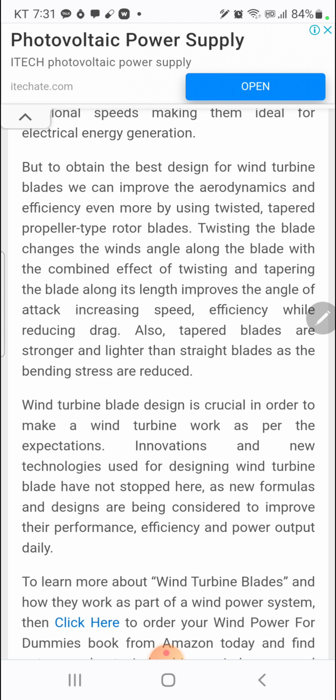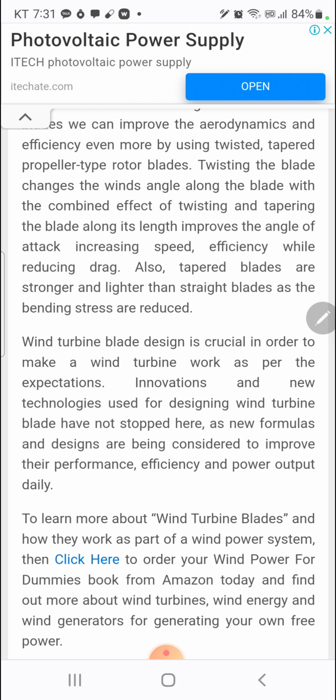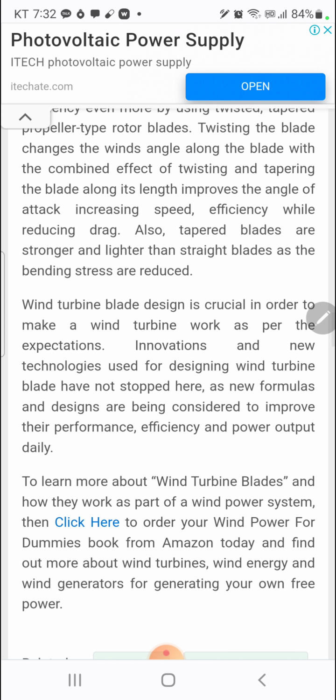Twisting the blade changes the wind's angle along the blade, with a combined effect of twisting and tapering the blade along its length improving the angle of attack, increasing speed efficiency while reducing drag. Also, tapered blades are stronger and lighter than straight blades as the bending stresses are reduced.